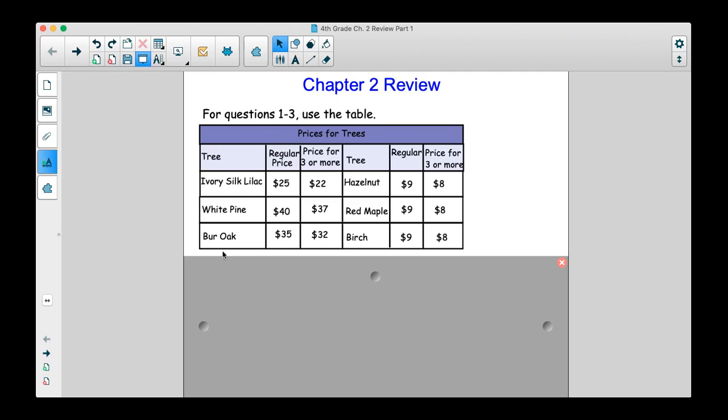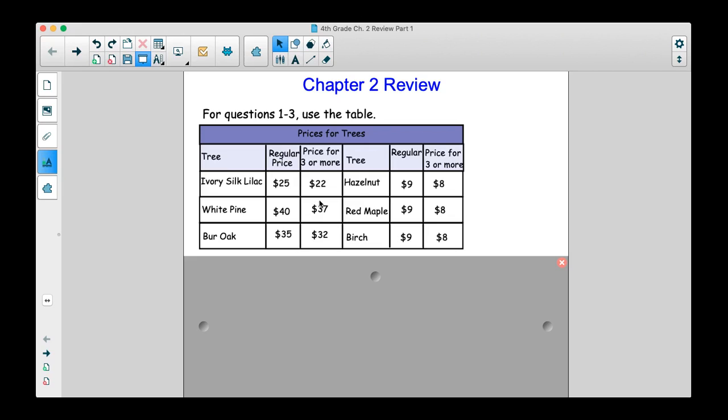So this was one piece here where we had trees listed: the ivory silk lilac, the white pine, and the bur oak. And then it did the same thing over here, but it listed 3 new kinds of trees: hazelnut, red maple, birch. And then I noticed that there's a regular price, and if you buy 3 or more of one kind of tree, the cost would be $22 per tree instead of $25 per tree. Okay, so they give you a discount when you buy in bulk.